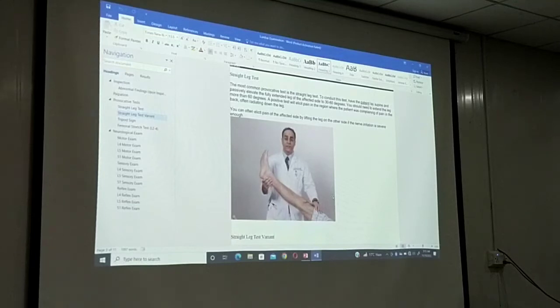The most common provocative test is the straight leg test. To conduct this test, have the patient lie supine and passively elevate the fully extended leg of the affected side to 30 to 60 degrees. You should not need to extend the leg more than 60 degrees. A positive test will elicit pain in the region where the patient was complaining of pain, often radiating down the leg.